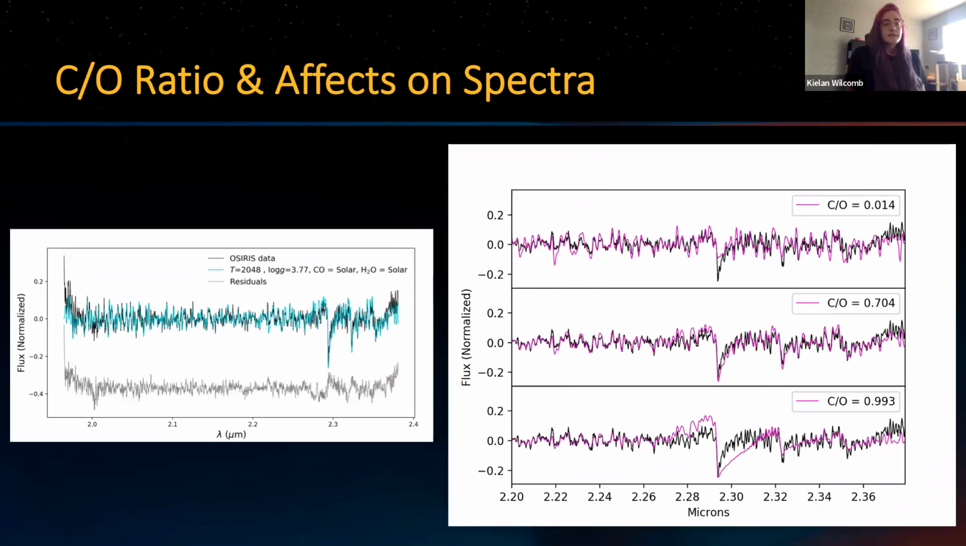To demonstrate how sensitive the CO bandhead is to the C/O ratio, I made this plot to the right. Here, I took the models with higher and significantly lower C/O ratios and plotted them against our data to show how the C/O ratio affects the data. Interestingly, I did the same comparison with different temperatures, and the temperatures had a minimal effect on the fit of the CO bandhead, specifically temperatures from 2000 Kelvin to 1700 Kelvin.